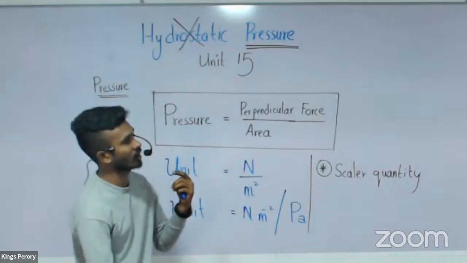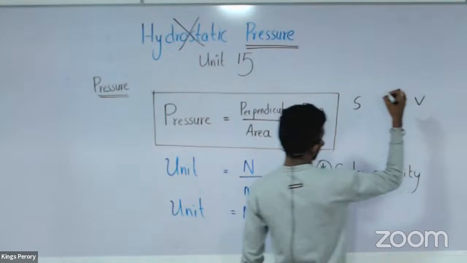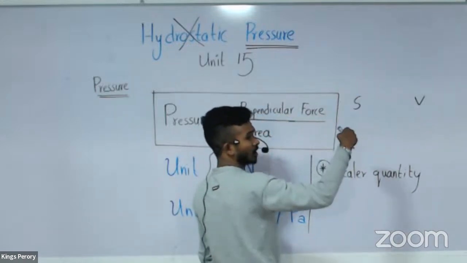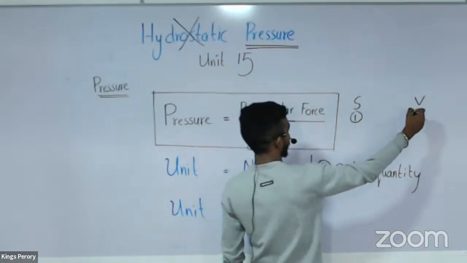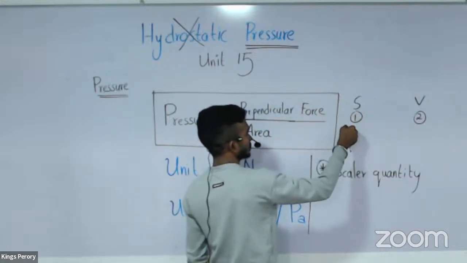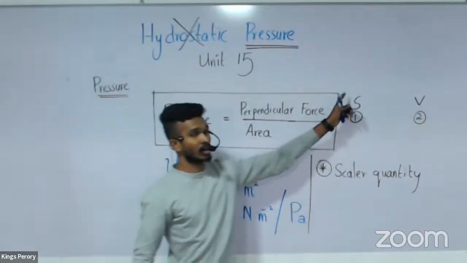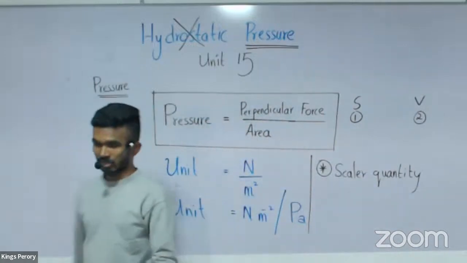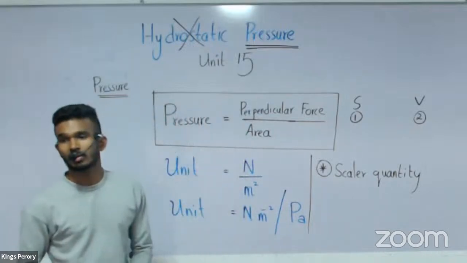I have told you all a shortcut also, how to memorize. Scalar, vector, alphabet. What comes first? Alphabetical order. S comes first, no? V, vector comes second. Scalar has only one thing, magnitude. Vector has two things, magnitude and direction. Remember, pressure is a scalar quantity. Only a magnitude is there, no direction.